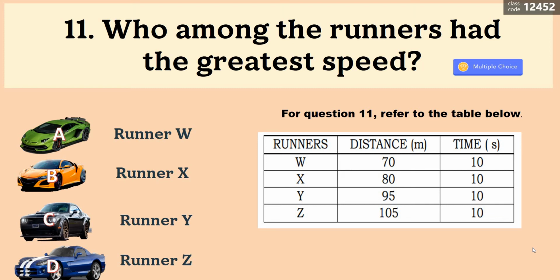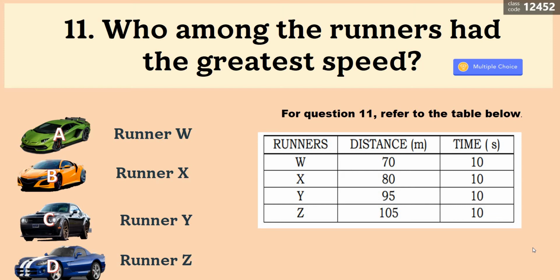Runners W, X, Y, Z with distance. For W, we have 70 meters. For X, 80 meters, Y, 95 meters, and Z, 105 meters. And for the time, W is 10 seconds, X, 10 seconds, Y, 10 seconds, Z, 10 seconds. Okay, let's go back. Who among the runners had the greatest speed?